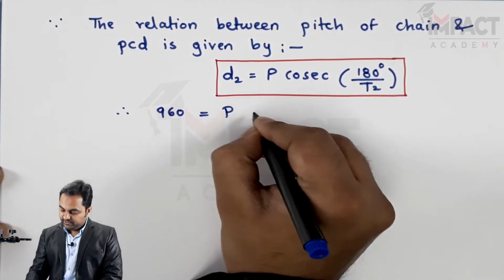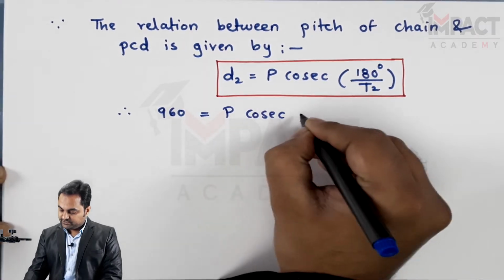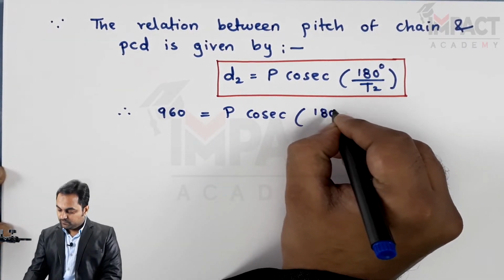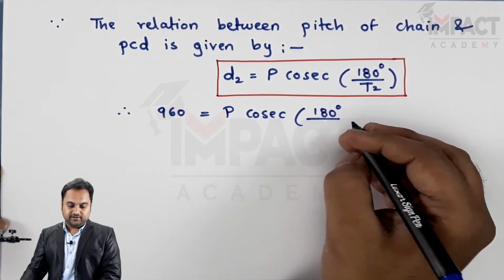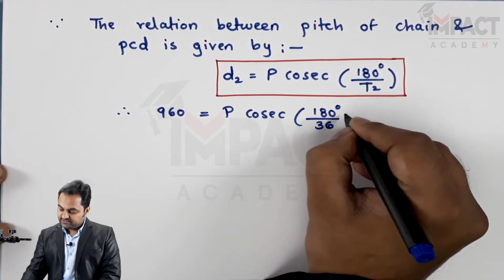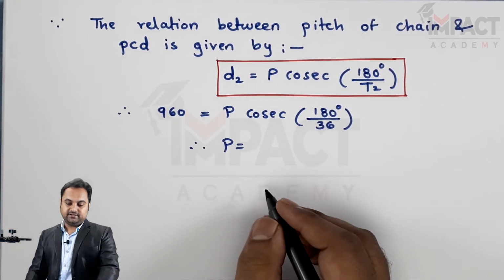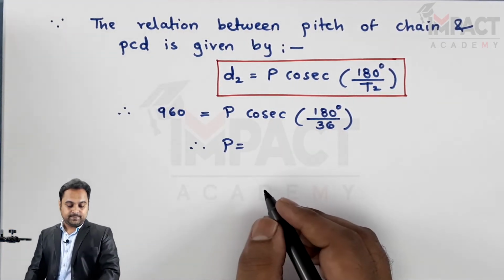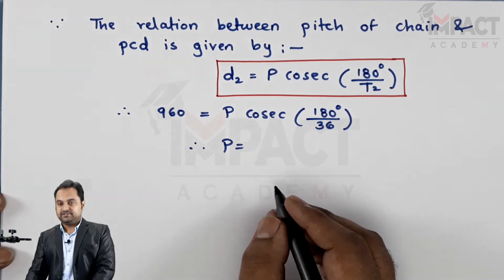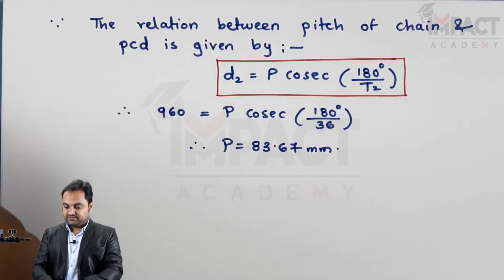Now D2 value is known to us, it is 960 mm. Pitch is what we have to calculate, and cosec 180 degree divided by T2 was 36. So finally, while calculating this, I am getting the answer of pitch as 83.67 mm. So that's the second answer.